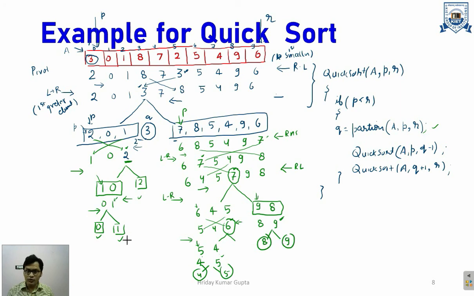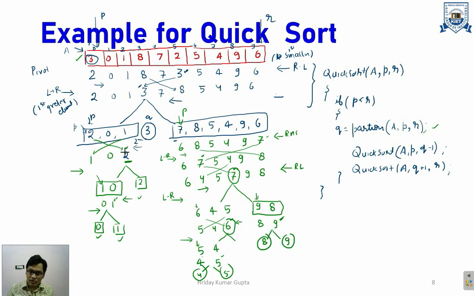Now you find that 0, 1, 2, 3, 4, 5, 6, 7, 8, 9 is already sorted. Right? So this array list is sorted in this order, applying the partition algorithm and quicksort on the left and right. Right? Now come to this one. We have exchanged this one.